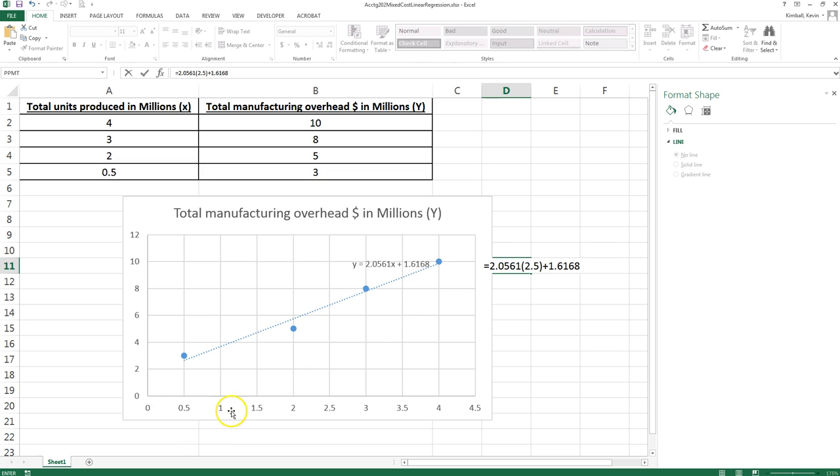So here's the formula, 2.0561, that's the variable cost per unit, times the number of units. I should have done this, put it as a multiply that way, plus the fixed cost, and see that? If I were to plot that point, it would be right here, and that would be 6.75. And what we've just done is found the best description of this line through these plotted points.